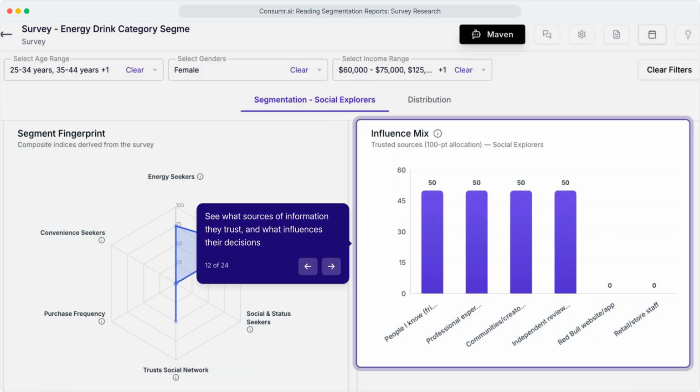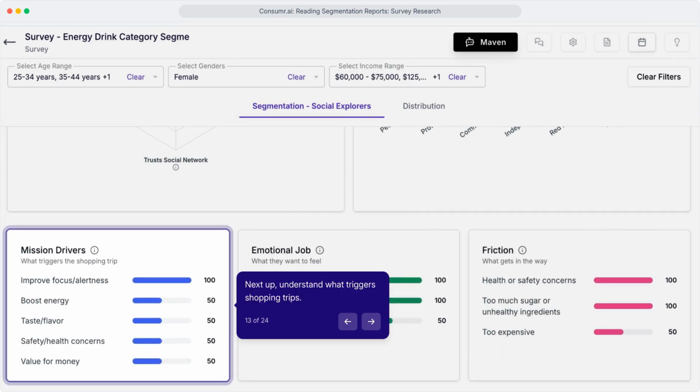See what sources of information they trust. Different segments trust different information sources. One segment might trust industry analysts like Gartner, another trusts peer recommendations, another trusts TechCrunch and industry news. You're placing bets on channels that actually influence them. Understand what influences their decisions. Decision influencers vary by segment. You're not running the same sales approach for every segment. You're customizing the approach to match what actually moves each one.